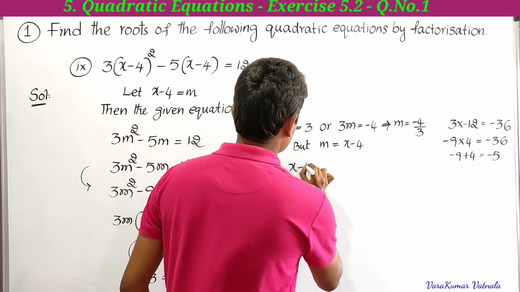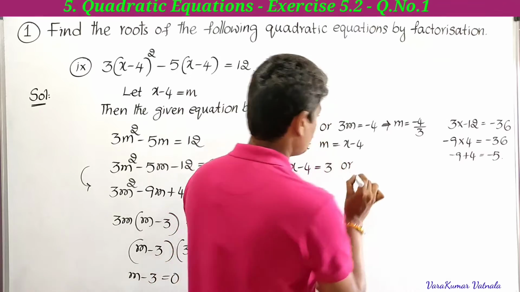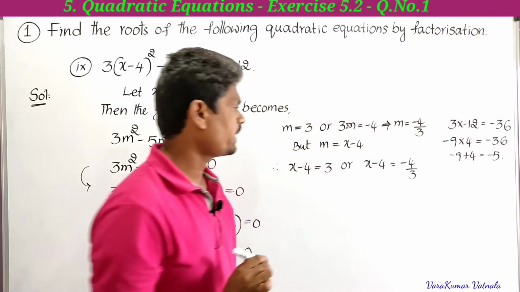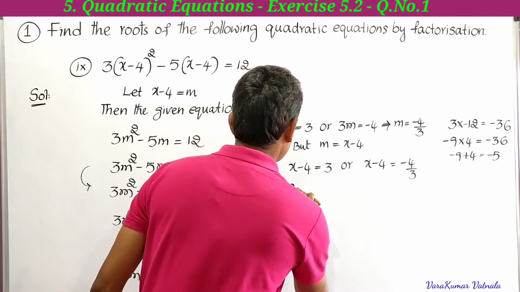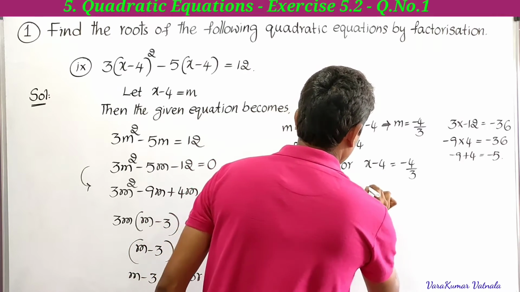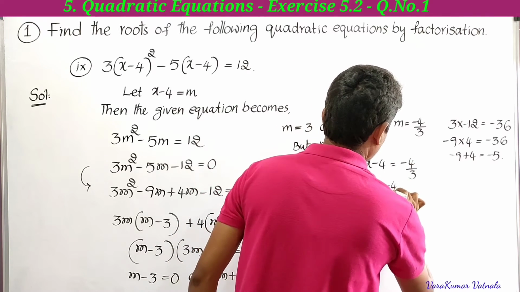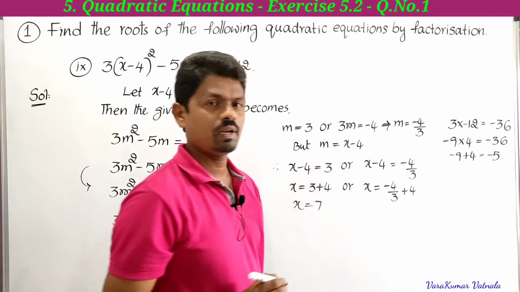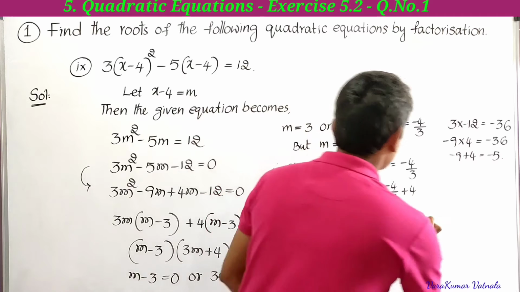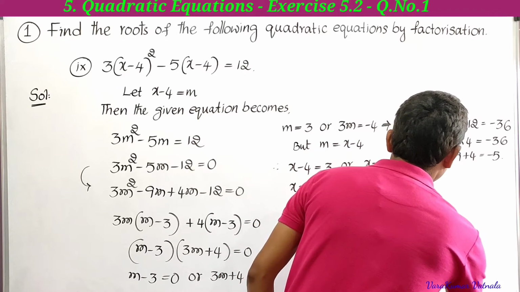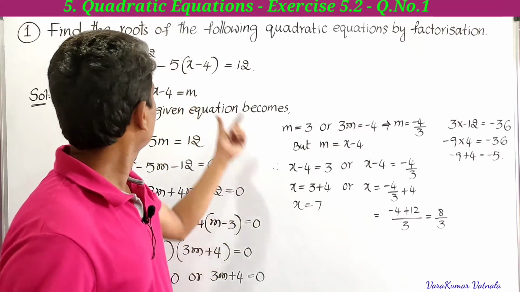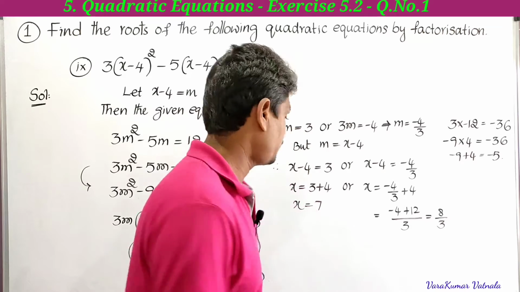So x minus 4 is equal to 3, or here also m is there, x minus 4 is equal to minus 4 by 3. Take minus 4 to the right side: x is equal to 3 plus 4, that implies x is equal to 7. Or x is equal to minus 4 by 3 plus 4. Find the LCM, which is 3: minus 4 plus 12 is 8 by 3. So x equal to 7 and x equal to 8 by 3. Therefore the roots of the given quadratic equation are 7 and 8 by 3.